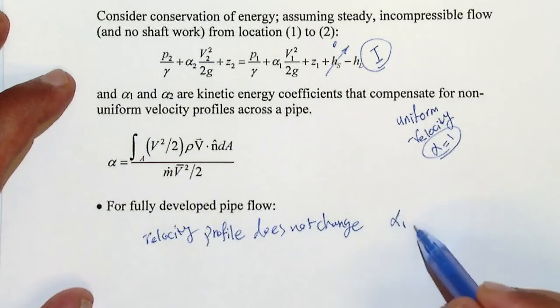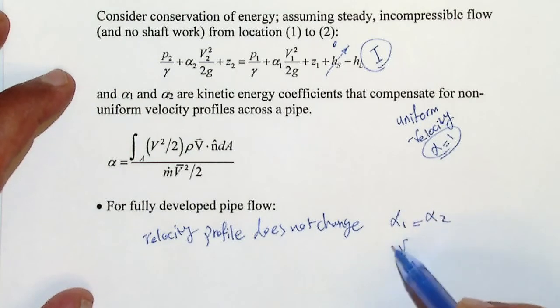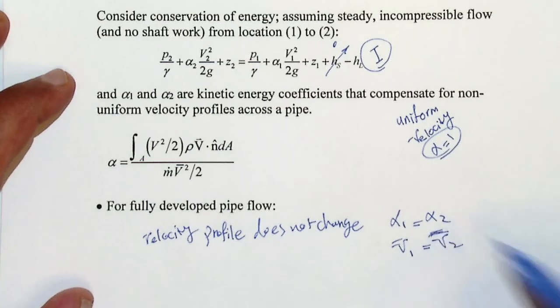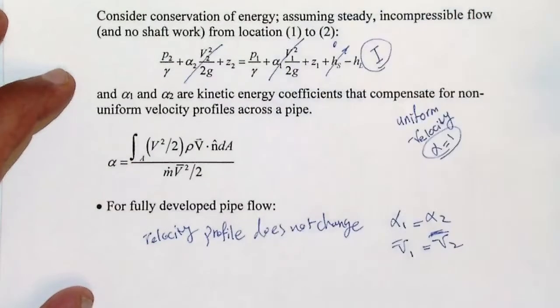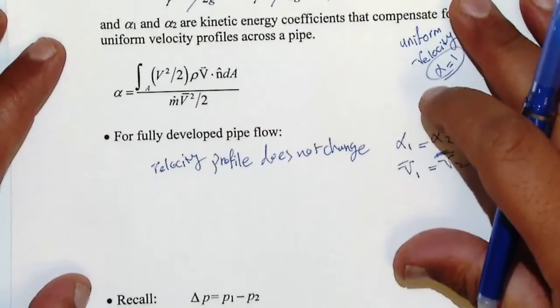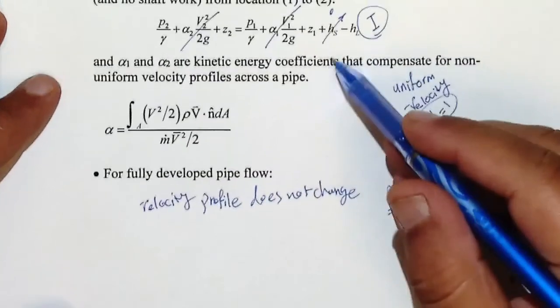Then alpha 1 is equal to alpha 2, and v1 average is equal to v2 average, and also the profile is the same. So what does it mean? It means that in terms of energy, these two are the same and it's going to be cancelled out. Okay, perfect. We don't have any hs here, also we get rid of the kinetic energy term.